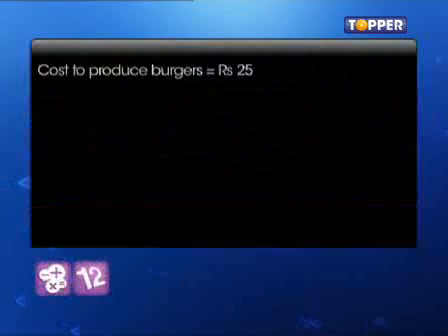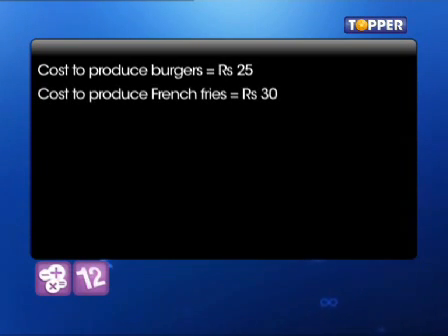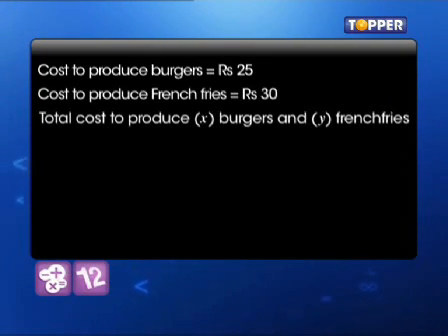Hypothetically, if the burger costs 25 rupees and a packet of French fries costs 30 rupees, then the total cost of producing X burgers and Y French fries is, you guessed it, 25x plus 30y. Now I can subject this to the same set of constraints, but my objective will be to minimize the cost.